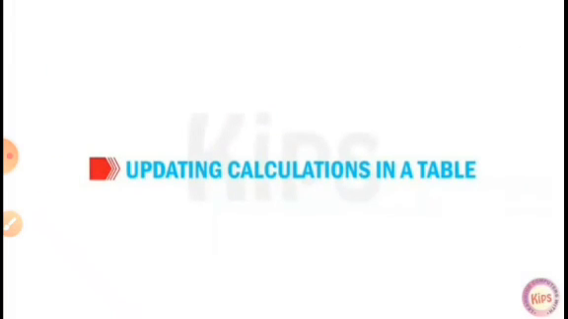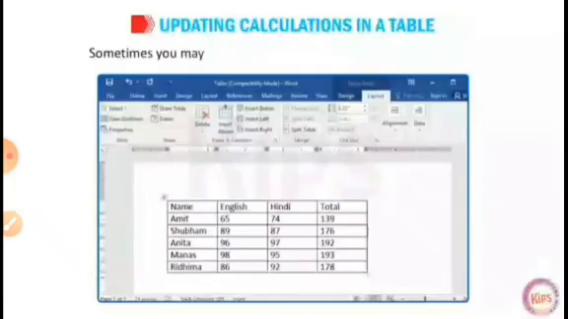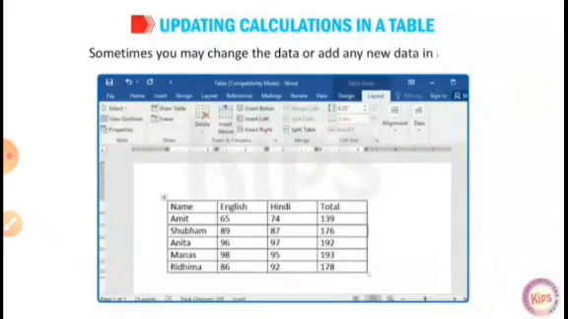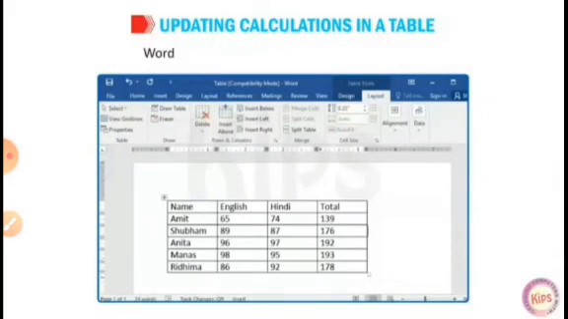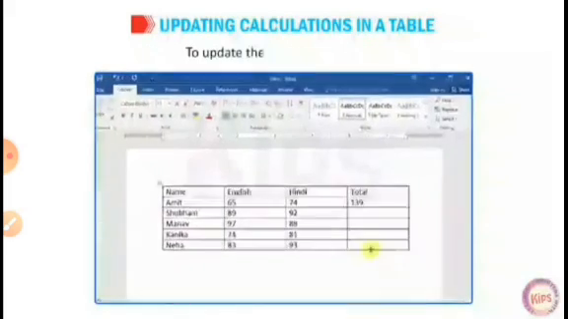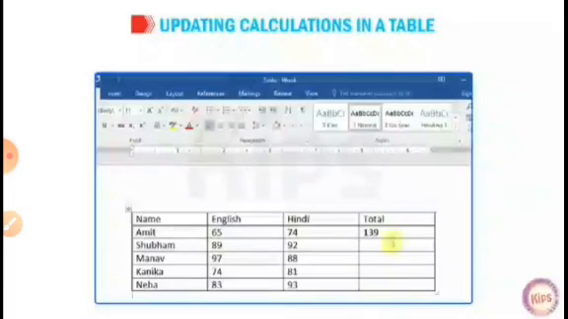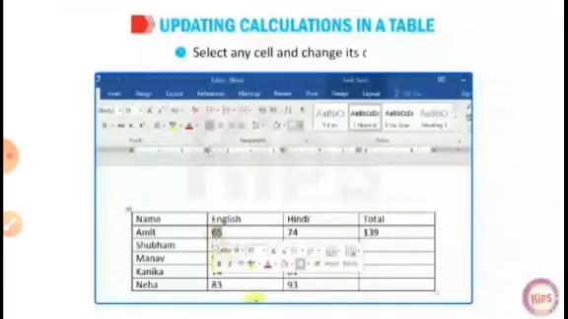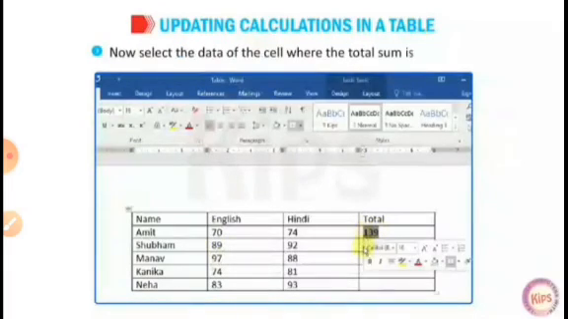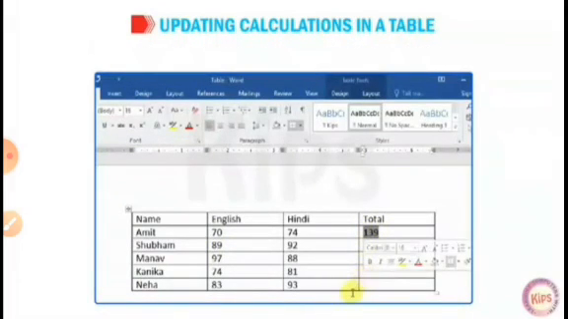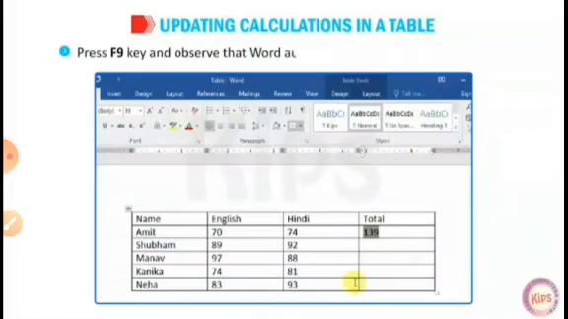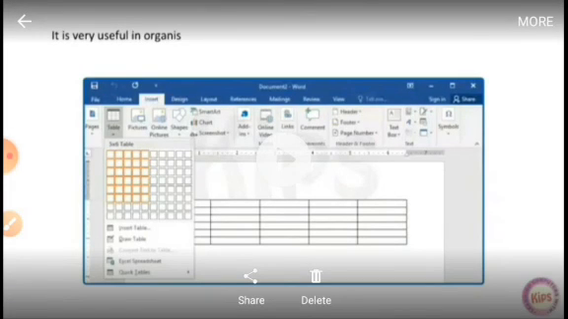Now dear students, updating calculation in a table. Sometimes you may change the data or add new data. Word provides the facility to update the changes. To update a total sum in a table, select any cell and change its data. Now select the cell where you want the total sum to be displayed. Now you have to press the F9 key, and Word will automatically update.